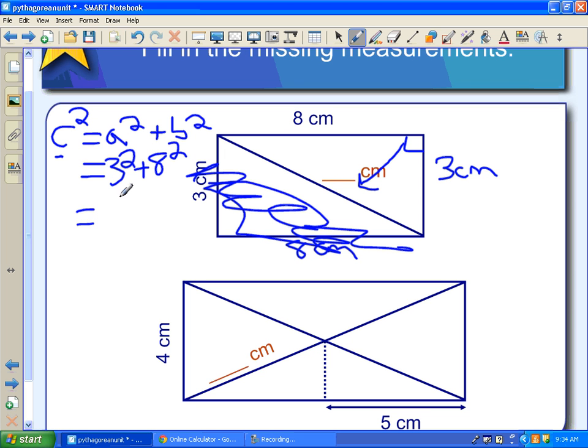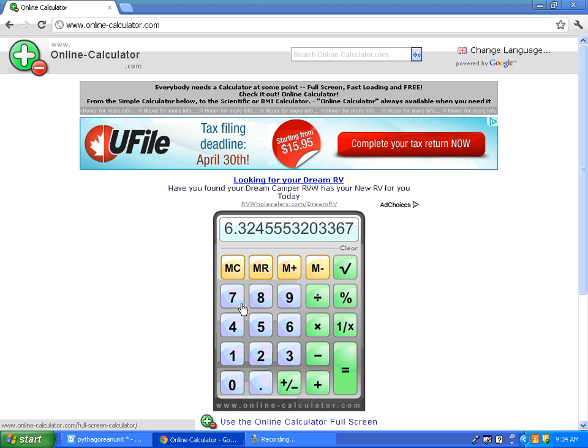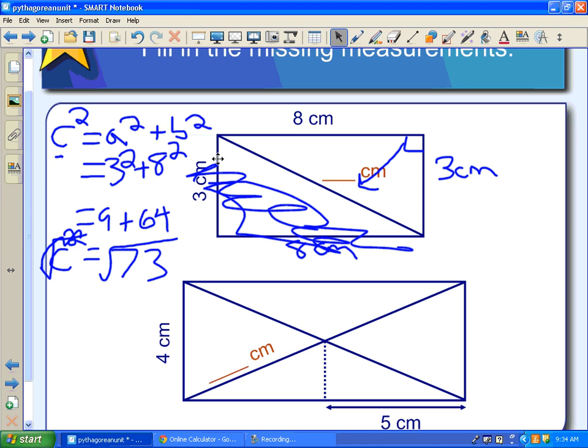Work that out, and that's going to be 9 plus 64. Which is going to give us, let's see, 9, 10, 11, 12, 13. Oh dear, that's going to give us 73. So c squared is 73. To get rid of that squared, remember, we just simply do the square root. And then we do it to this side. So let's find the square root of 73. 73, and then hit the square root symbol. 8.5 is our answer. So this middle is 8.5 centimeters, which is possible because it's got to be the longest side anyway.